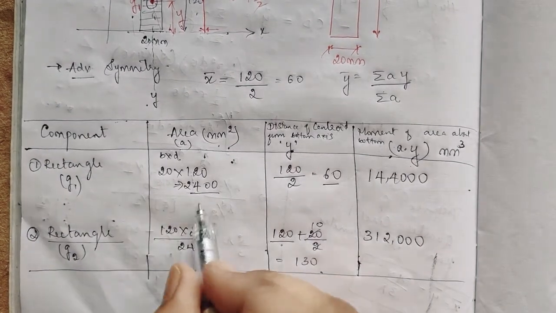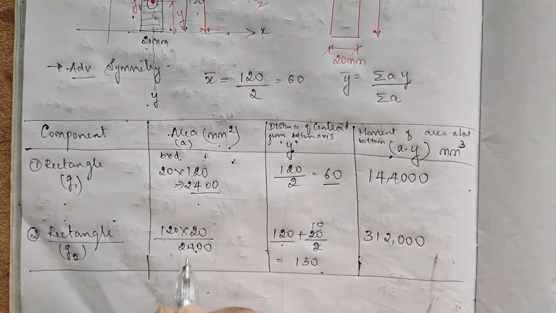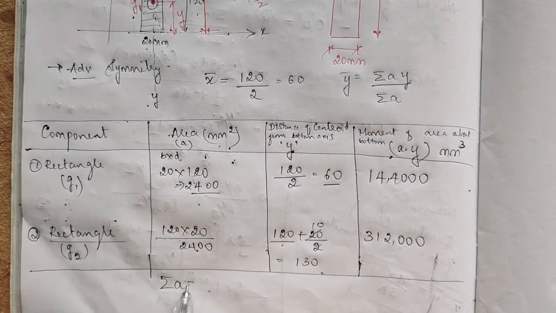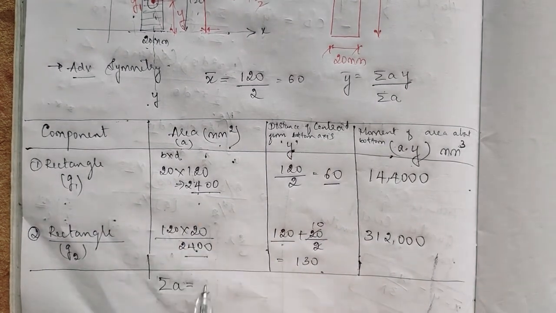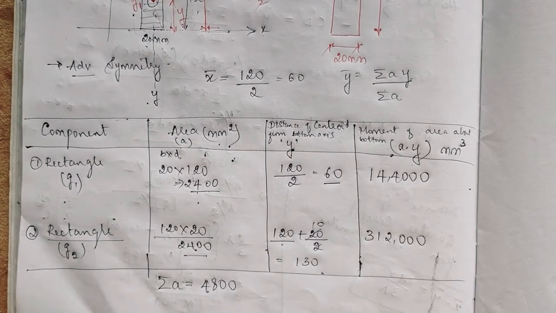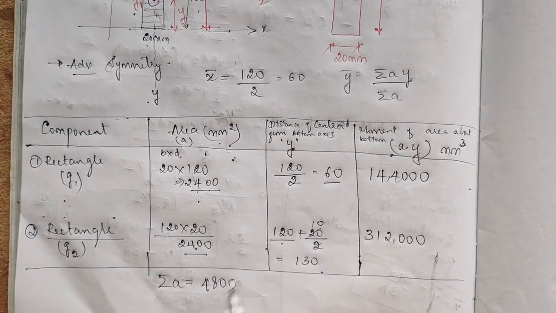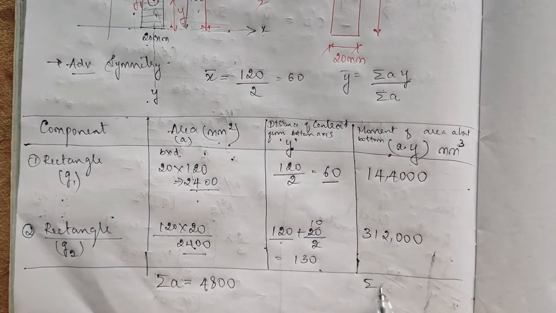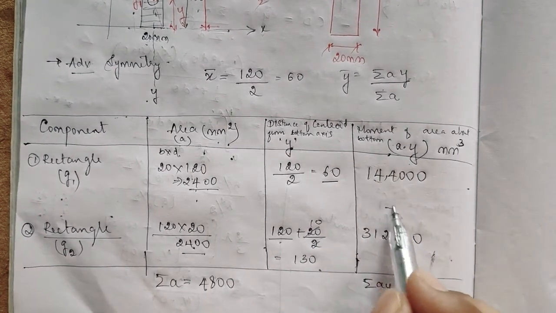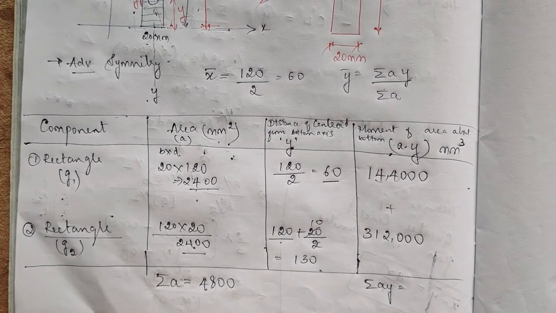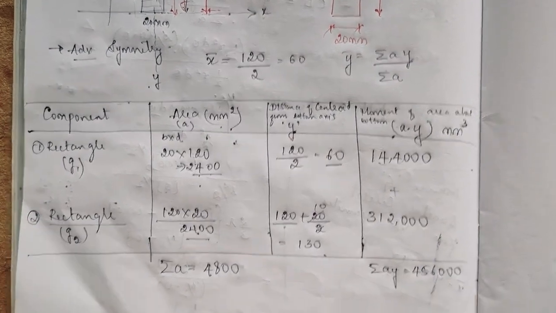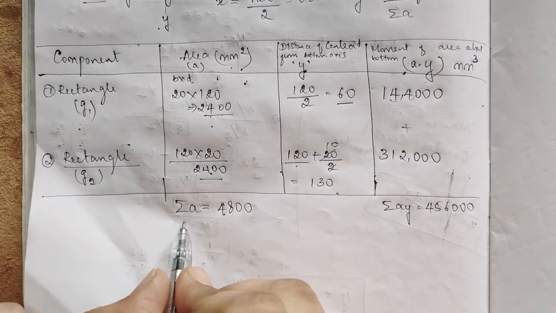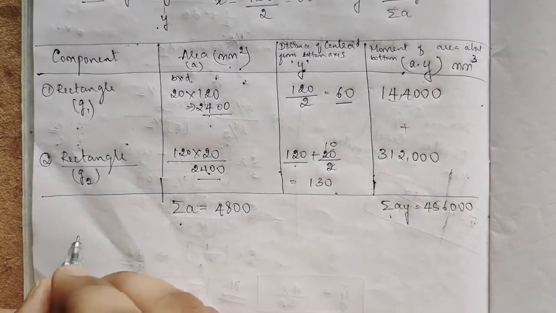Okay, now what we want? Area into area, what it will be? A1 plus A2. We want the summation of the area total, this plus this total. 2400 plus 2400 will be 4800. Then we don't need y, but we need what? Summation of a into y. What is that? You add this. So if you add this, you will get 144,000 plus 312,000, that is 456,000. So we get summation of a, and we also got summation of ay.